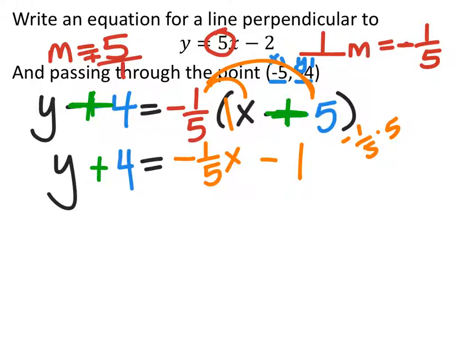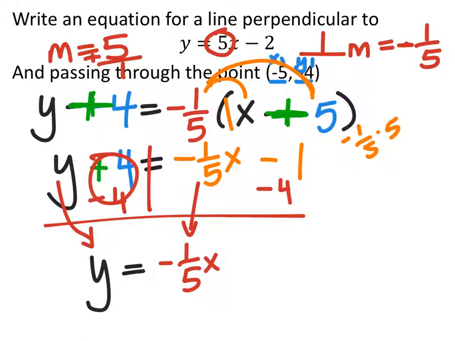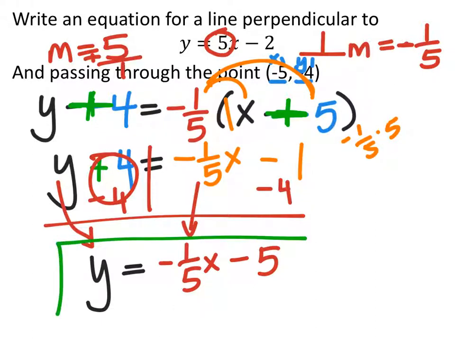The last thing I need is just for it to be y equals. So what I'm going to do is subtract 4 from both sides. I put that under the -1 because they're like terms. It's going to zero that out and leave me with just the y. There's no other terms combined with this -1/5 x. And -1 minus 4 is -5.